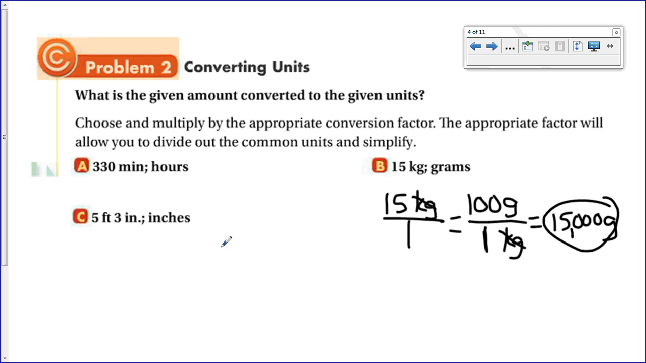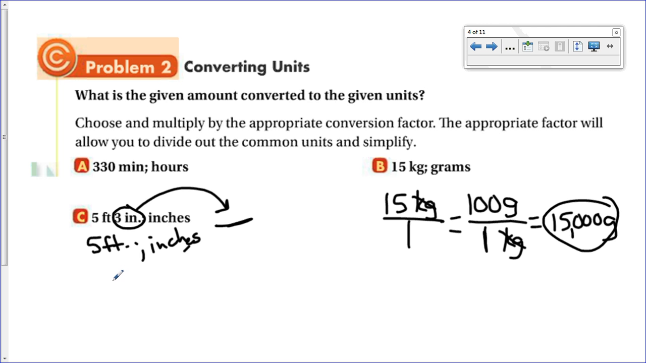Okay, last one. We're changing 5 feet 3 inches to inches. We want to write this as 5 feet 3 inches, except 3 inches is already in inches. There's no conversion that needs to happen there. So we're just going to set this aside, okay? 3 inches we're going to come back to. So let's think about this as instead converting 5 feet to inches. That's our problem. So 5 feet to inches.